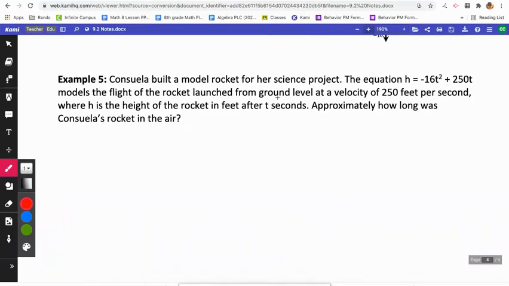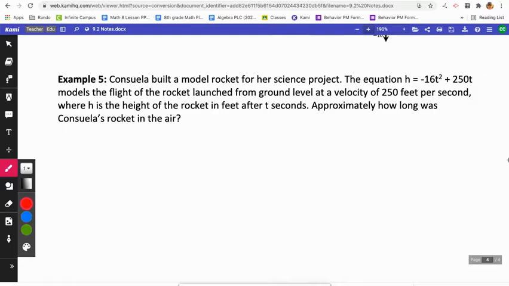Eighth grade algebra students, we are looking at example 5 from section 9.2. Here, we can apply the skills we have learned to everyday life. In this example, Consuela built a model rocket for her science project. The equation h equals negative 16t squared plus 250t models the flight of the rocket launched from ground level at a velocity of 250 feet per second, where h is the height of the rocket in feet after t seconds.